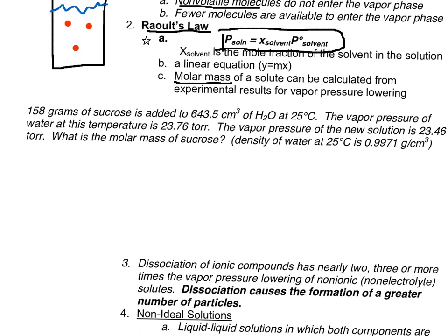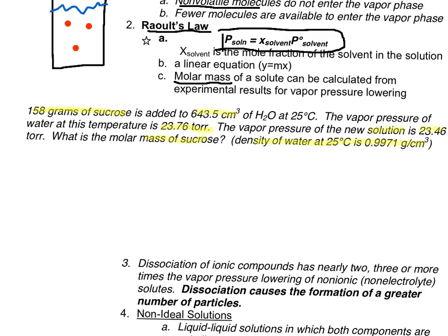So let's take a look at an example of that. In this problem, we have sucrose being added to water. It tells us the initial vapor pressure and the final vapor pressure and asks us to find the molar mass of sucrose. We have 158 grams of sucrose. It gives us the volume of water. It gives us the vapor pressure of the water and the vapor pressure of the solution. And it asks for molar mass of sucrose, and it gives us density of the water at this specific temperature.